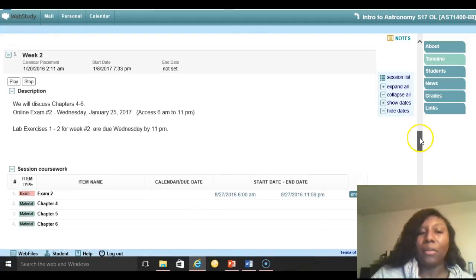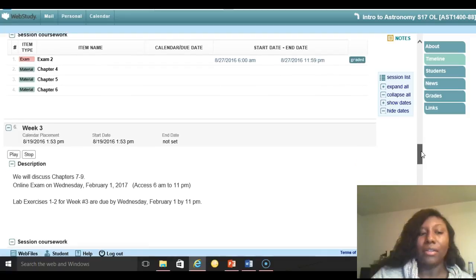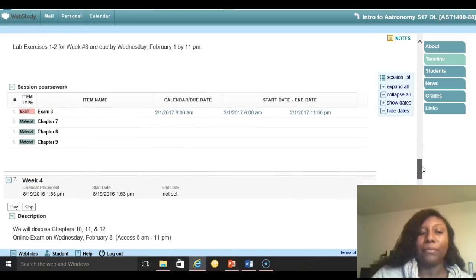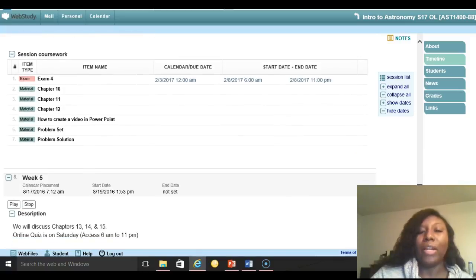For week 2, likewise, information about what should be completed and read for this particular week, when the exams will be, and when the lab exercises are due. Also notice the exams and the chapters are organized as such for week 3, for week 4. Now, one thing I would like to note also for week 4 is because on week 5 you have a student presentation that will be due as well.